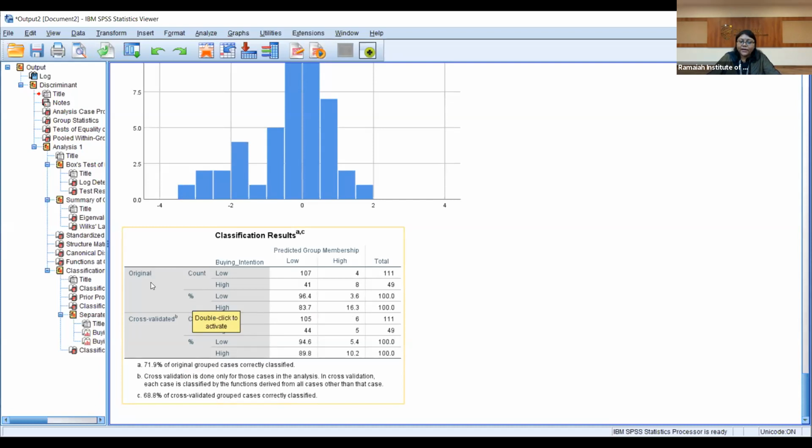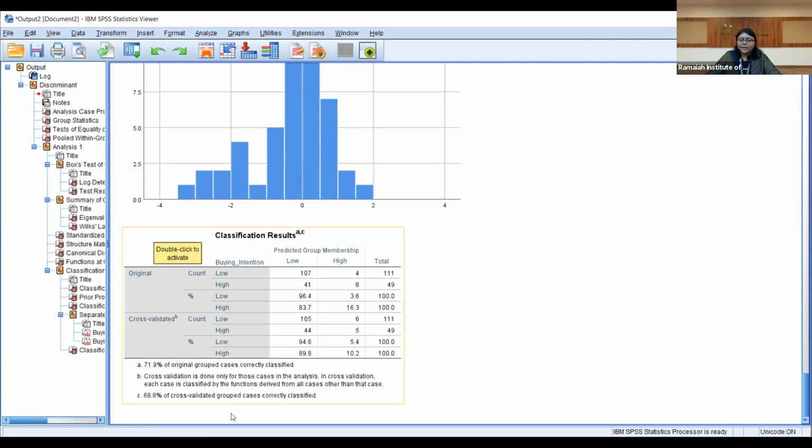If you check with the original and the cross validated, it predicts the group. Out of the low buying intention, 107 are in the low and only 4 are in the high. In the high group, 41 are in the low and 8 are in the high. So a total of 111 in low buying intention and 49 in high buying intention. With this, we can conclude that 71.9% of this classification is authenticated.